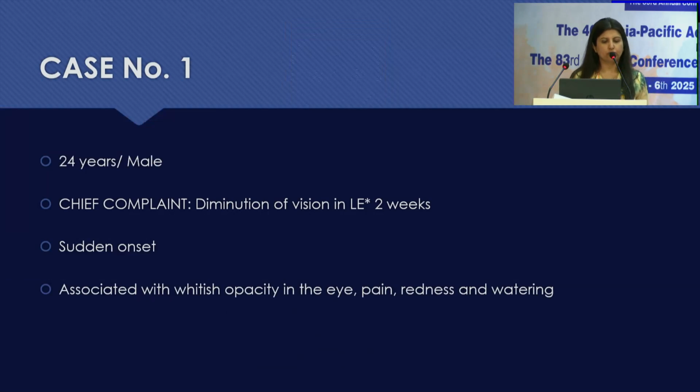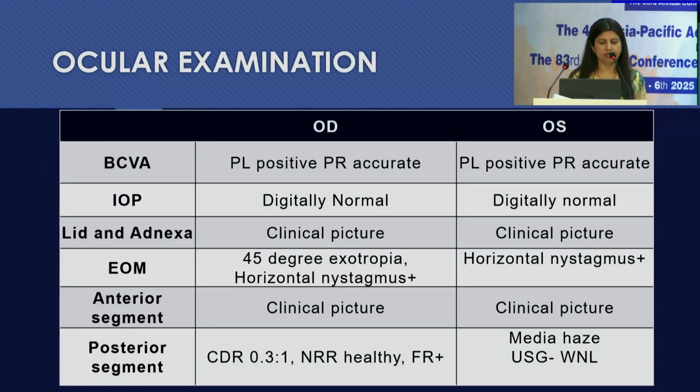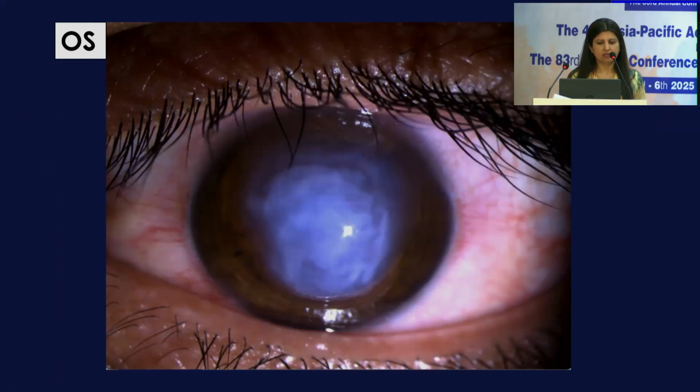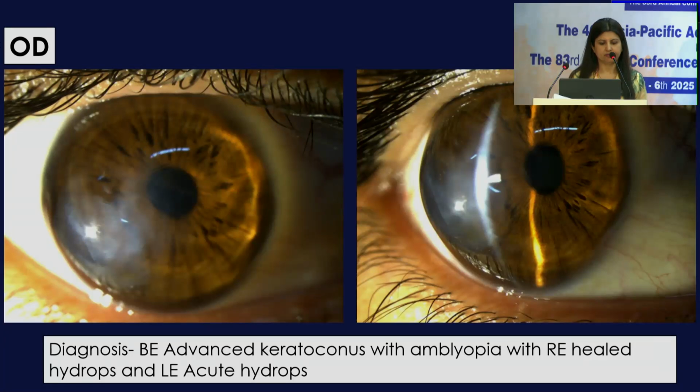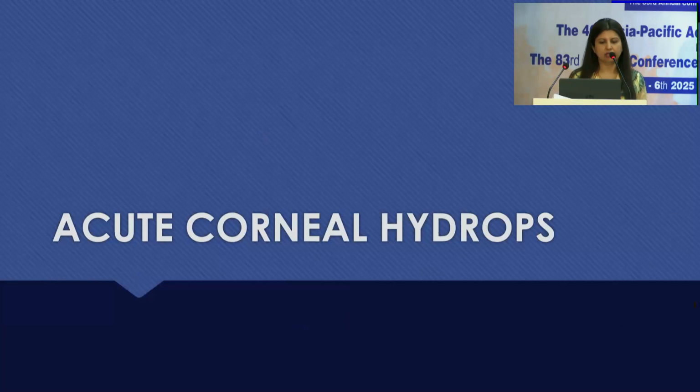So this was a 24-year-old male with chief complaint of diminution of vision in the left eye for 2 weeks. It was sudden in onset, associated with whitish opacity in the eye, pain, redness, and watering. The ocular examination will be discussed in the photographs. This was the left eye with the acute corneal hydrops, and this was a right eye with the healed hydrops. So diagnosis was bilateral advanced keratoconus with amblyopia. He had nystagmus in both eyes and very poor vision, with right eye healed hydrops and left eye acute hydrops.